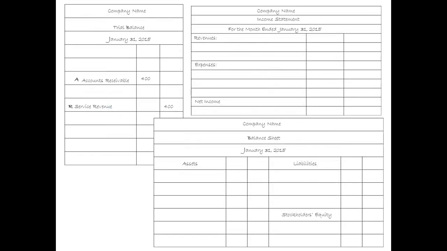Then the accounts and their balances move to the financial statements. The R goes to the income statement, and the A goes to the balance sheet. Thanks to our adjusting entry, our income statement shows the service revenue that we earned in January, and our balance sheet shows that as of January 31st, we have the right to receive $400.